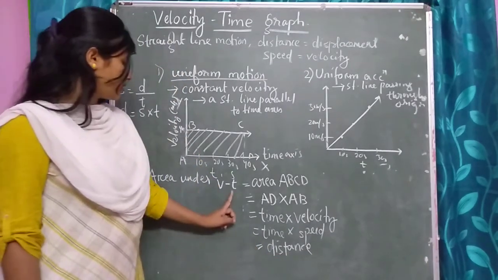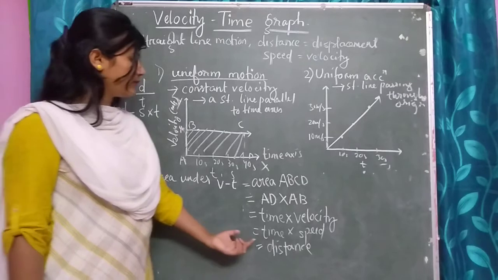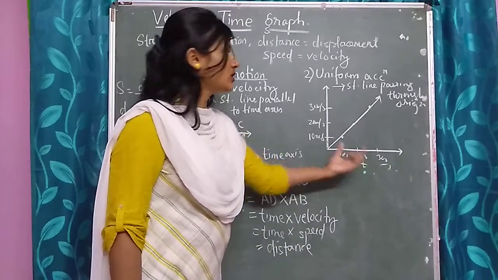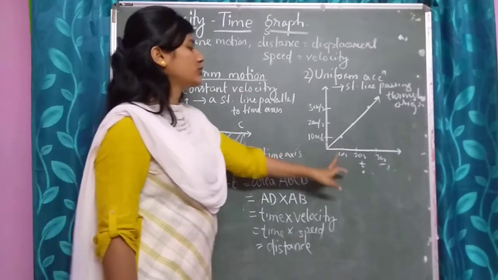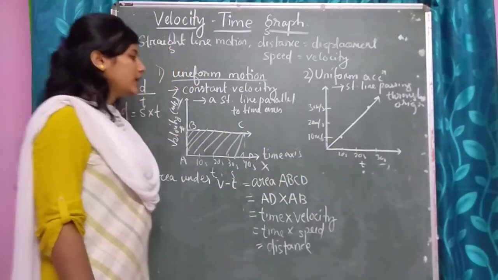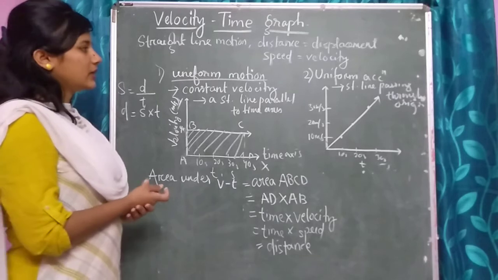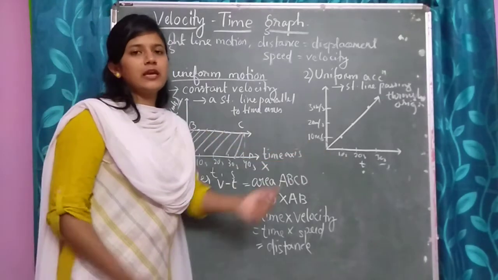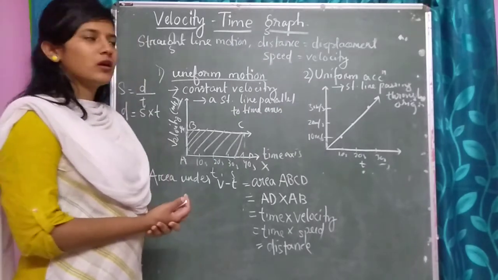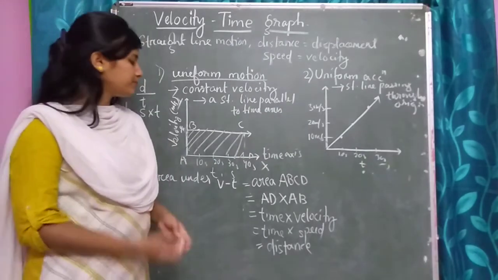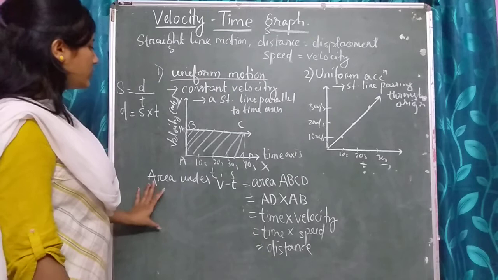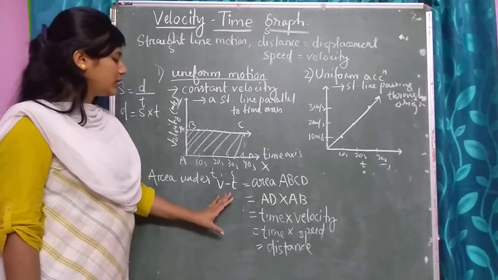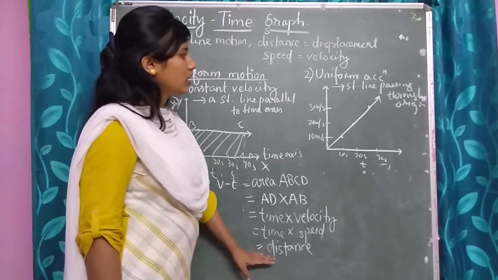This expression, that the area under the VT graph is a distance, is also valid for this uniform acceleration graph. Next, for other cases, the graph will not be like this. It can be different for different types of motion. So with this, I will conclude that the area under the VT graph will give us distance.